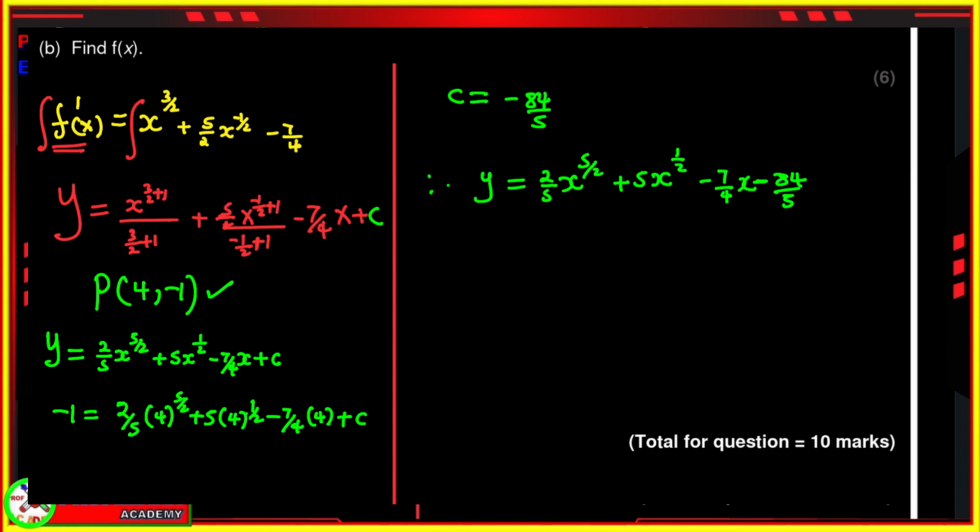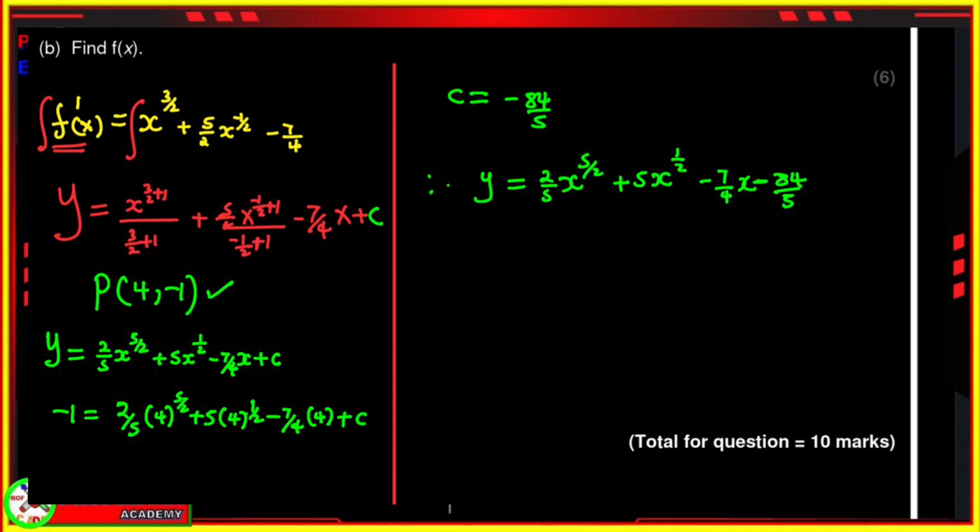So substituting everything that we have into this equation, remember we have p, which is (4, negative 1). Then you can substitute everything into that equation so that we can find the value of c in here. And the value of c is going to translate to negative 4 over 5. So our new equation now becomes plus negative 84 over 5. So this becomes negative 84 over 5, like that.